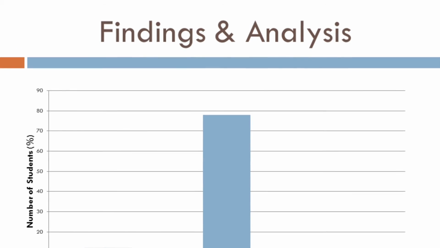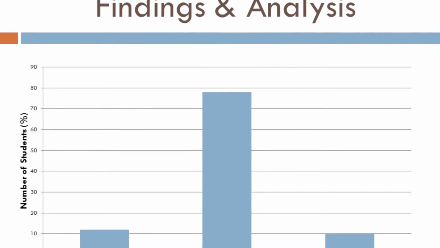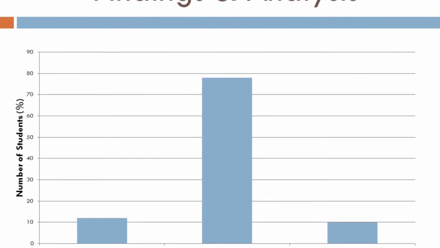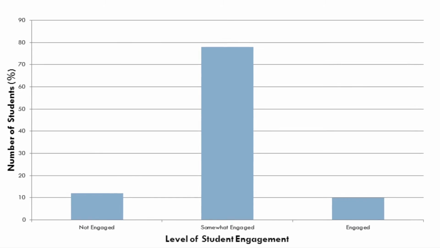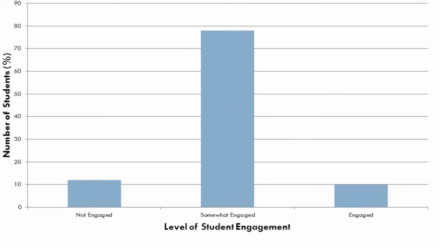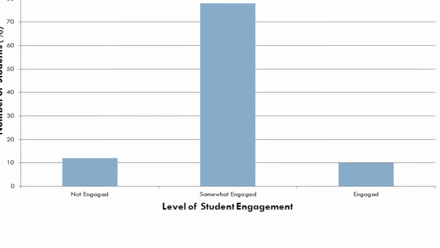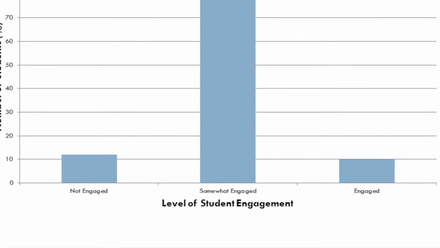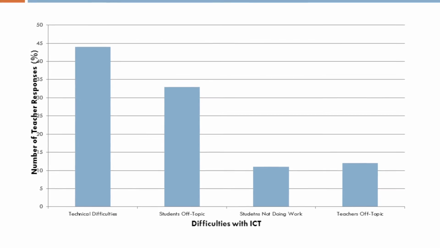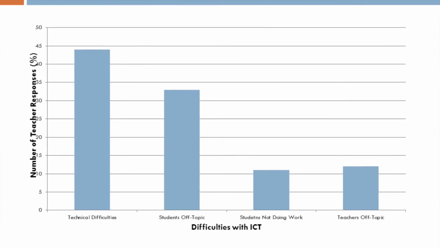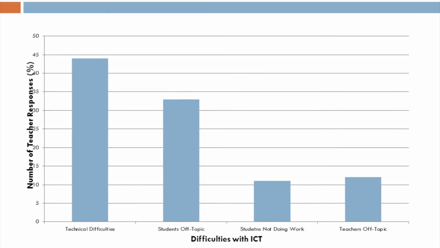After gathering quantitative data across faculties through different schools, we have used Excel to conduct descriptive analysis. Of the 20 teachers, 6 were in history, 3 in English, 5 in PDHPE, and 6 in mathematics faculties. Across the board, without ICT, the majority of students were only somewhat engaged, 78%. The most difficult things about using ICT in class were technical difficulties, 44%, students going off topic, 33%, students not doing work, 12%, and teachers going off topic, 11%.